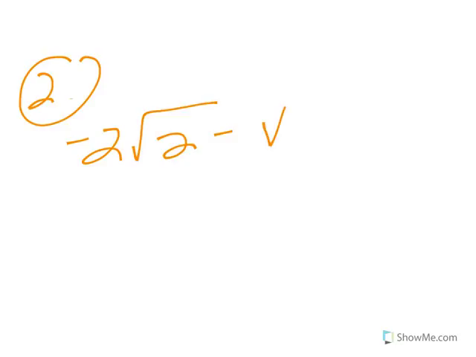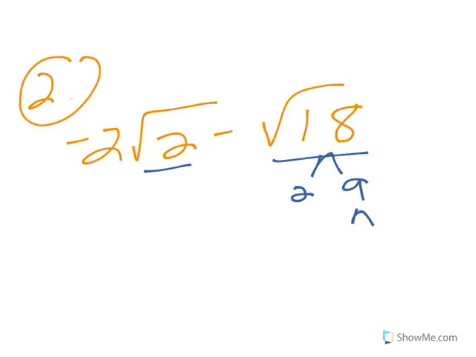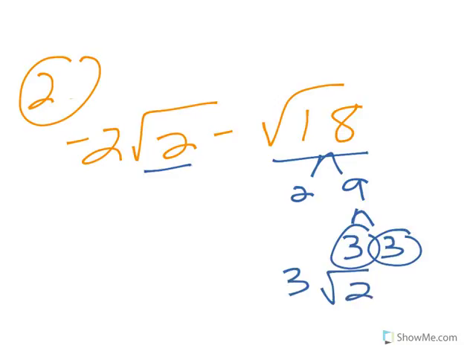But if you have a radical like number 2, which is negative 2 square roots of 2 minus square root of 18, then you have to factor. Because you want to have the same radicand, if you factor this, you have 2 and 9, and this is 3 and 3. And we're going to bring out the 3's, so you have 3 square roots of 2, and then negative 2 and the square root of 2.